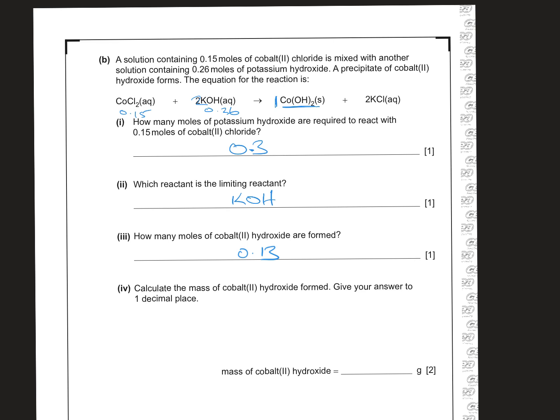And then part 4, calculate the mass of the cobalt 2 hydroxide formed. Well, we've got the moles, 0.13. You've got to work out then the RFM or the MR of the cobalt 2 hydroxide. It is 93. And that gives an answer of 12.1 grams.